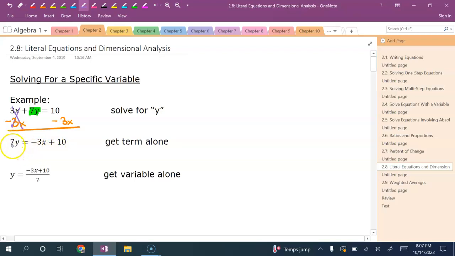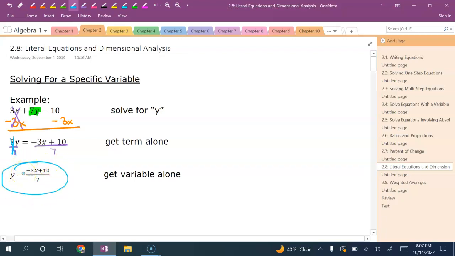Now, we still have 7 sitting in front of y, and right now those two terms are being multiplied to each other. So what we need to do to finish is divide by 7. And when you divide by 7 over here, you're going to divide everything. So I just draw a big fraction bar, and I put the 7 underneath the entire expression. So then if I'm looking at what's left, these 7s are going to cancel, and I drop down the y and the equal sign, and it says negative 3x plus 10 all over 7. So see how they still have that big fraction bar. And this is where you're going to leave your answer.